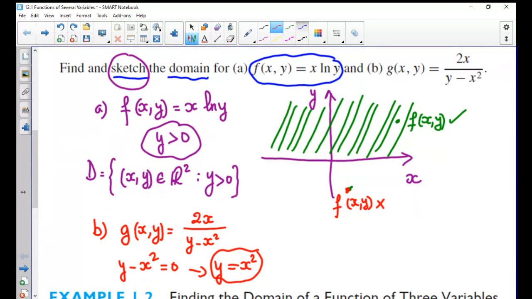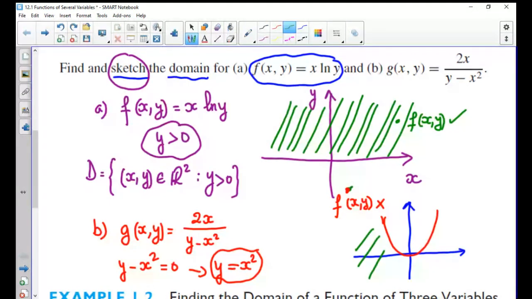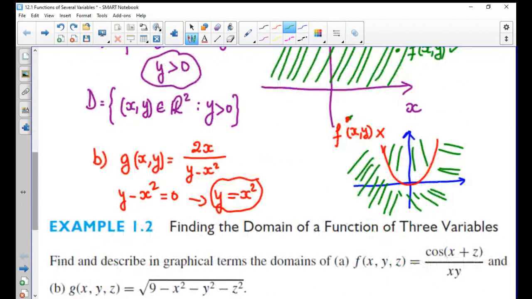So basically you could sketch that as, put y equal x squared, and then the domain will be everything except this red parabola here. Okay, so that is the domain of this function g.